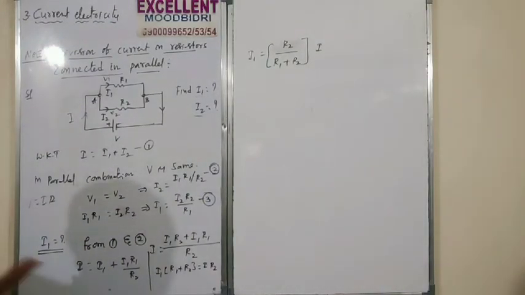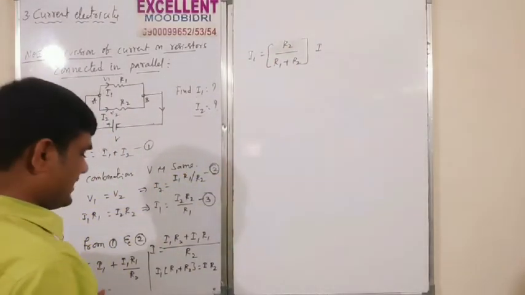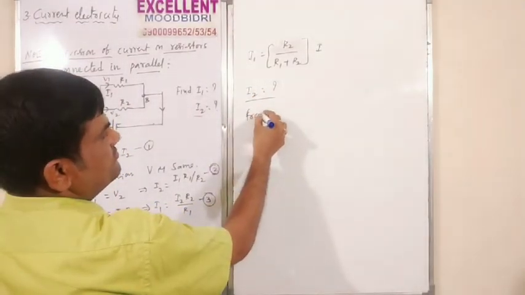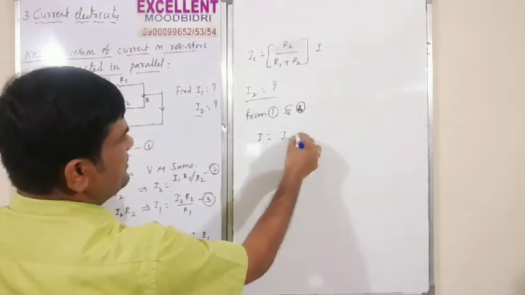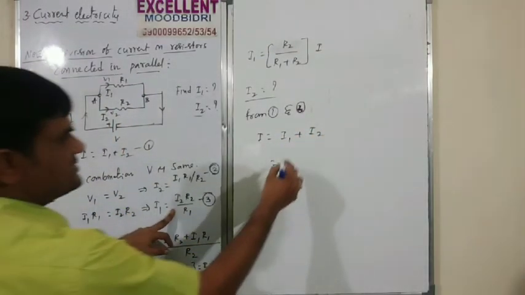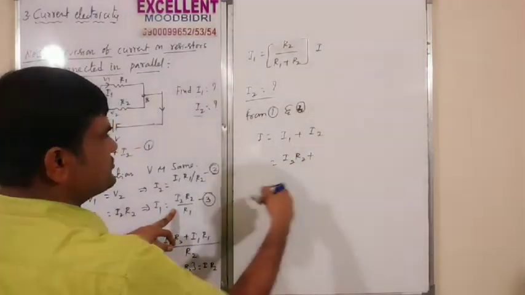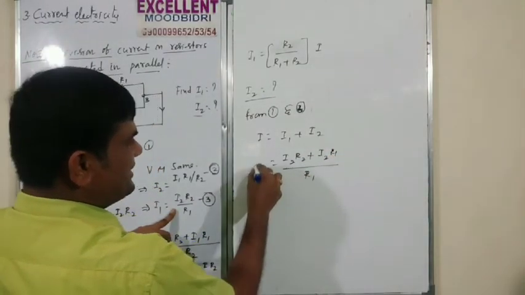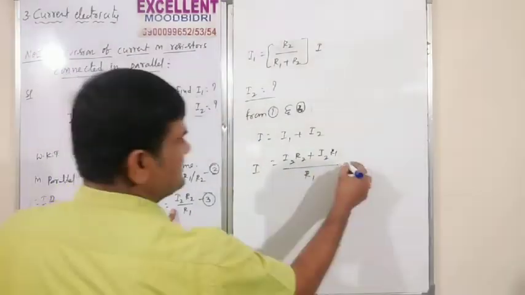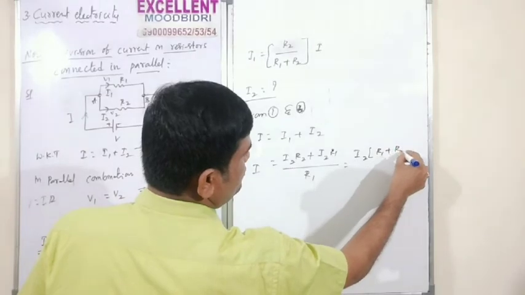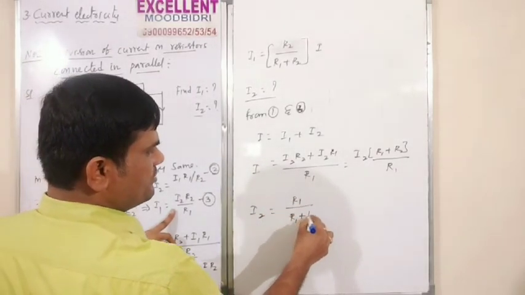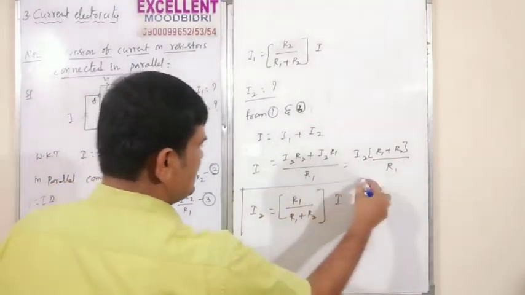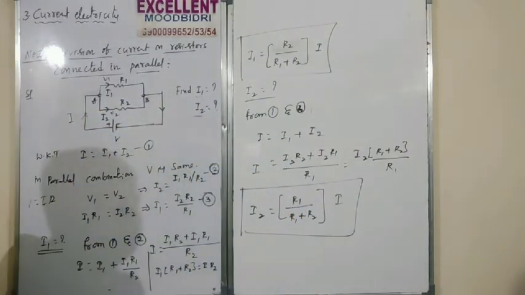Alright. Similarly, just the reverse will come here. R1 will come. Alright. So now from I1 to I2, from equations 1 and 3. What is the first equation? I is equal to I1 plus I2. Instead of I1, you can put this one. I2 R2 by R1 plus I2, do cross multiplication. I2 R2 plus I2 R1, divided by R1. Then what is common? I2 into R1 plus R2, divided by R1. So now I2 is equal to R1 by R1 plus R2, into I. So these are the individual values, the formulas for finding them. Alright. So like that we have to calculate these values.